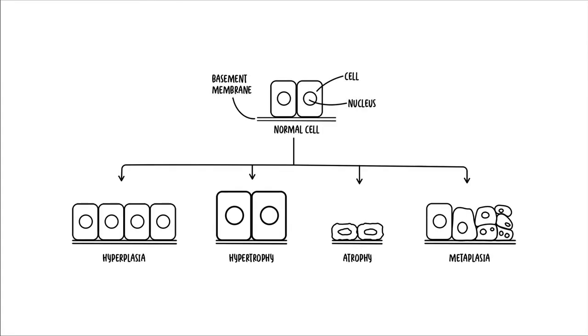In summary, we discussed the 4 cellular adaptations: hyperplasia, hypertrophy, atrophy, and metaplasia. We also discussed cellular injury, when the cells cannot adapt to their new environment, and the consequences of this, which includes necrosis.